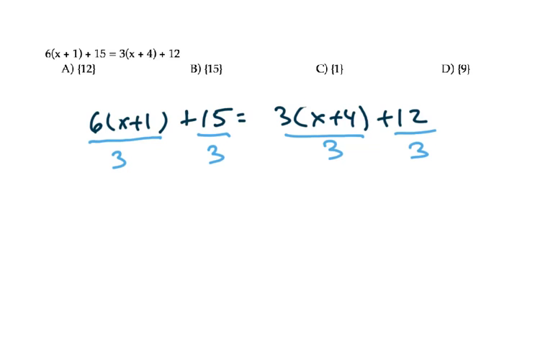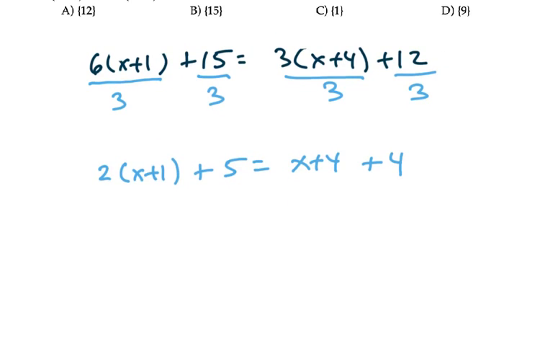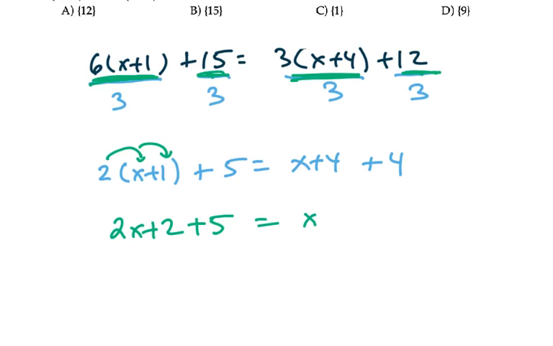So we're going to divide through by 3, and we get 2 times the quantity x plus 1 plus 5 equals x plus 4 plus 4. And what I've done is I saw that everything was a multiple of 3, so I just divided through. And when I say everything, I'm referring to terms. So each of these is a term. Now I'm going to distribute 2. We get 2x plus 2 plus 5 equals x plus 4 plus 4.